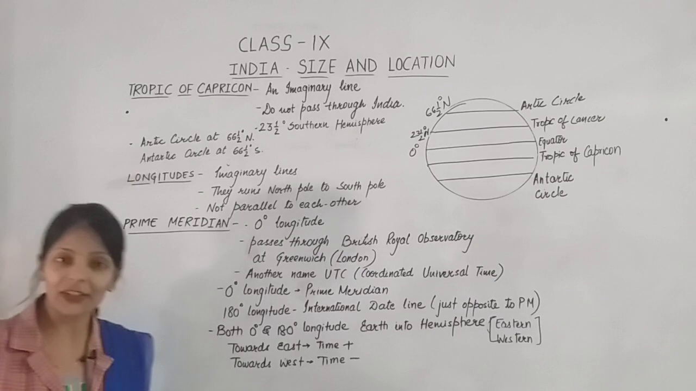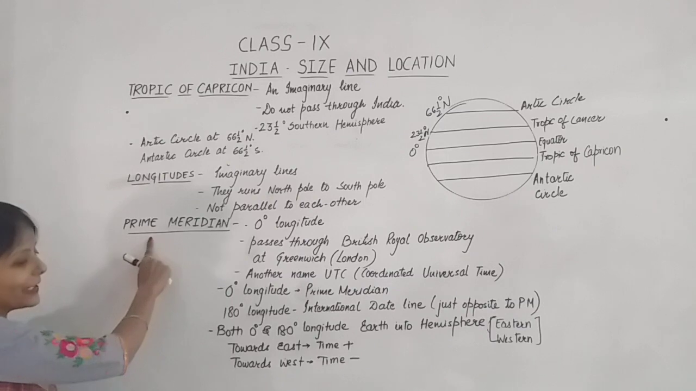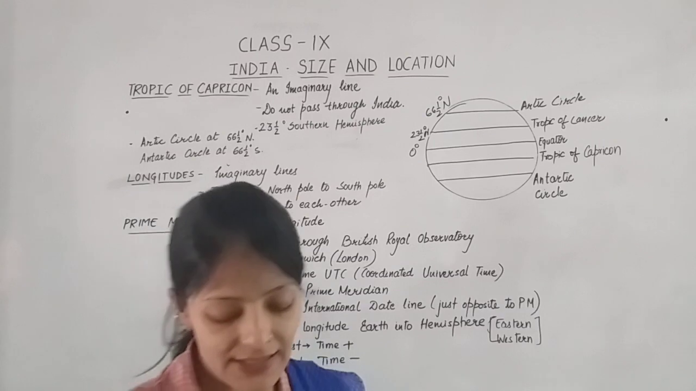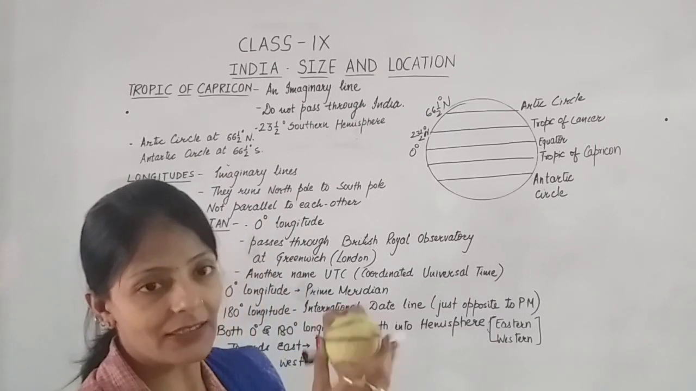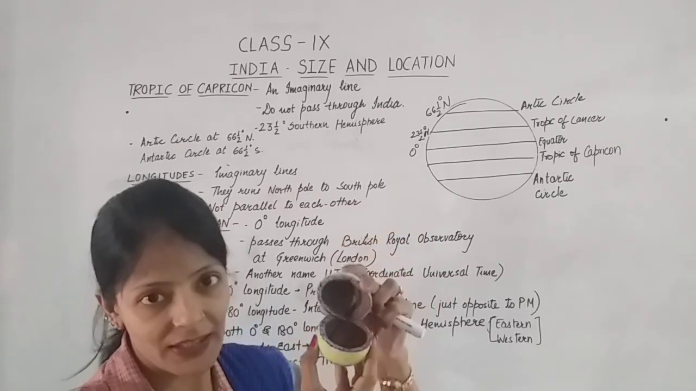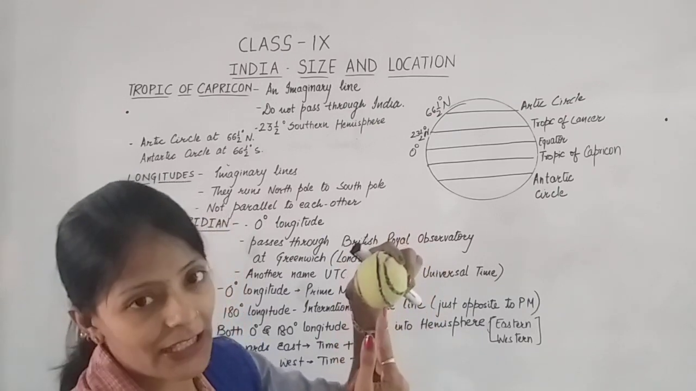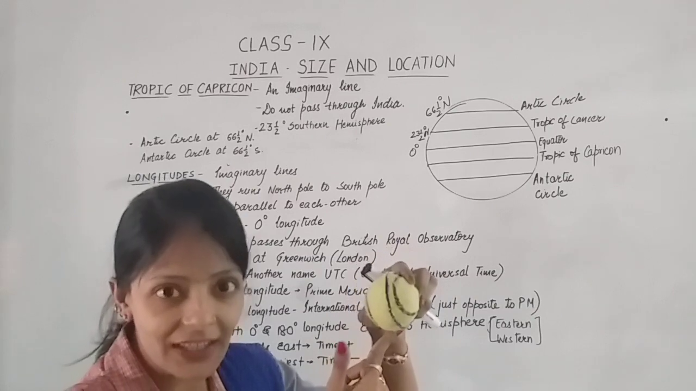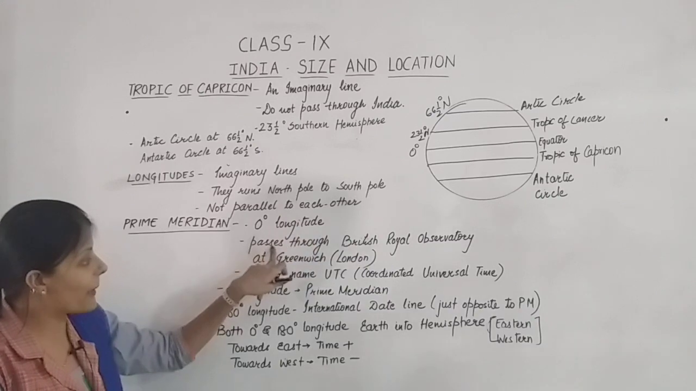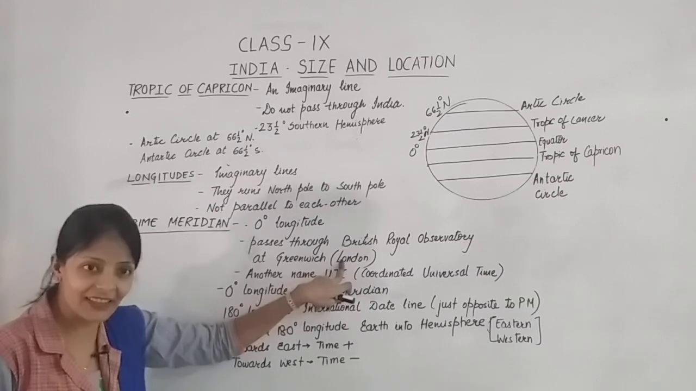Now some important longitudes. First is the prime meridian. Let me give you one example students. In our previous classes, we have discussed that the earth is like a sphere, okay, and the equator divides the sphere into two hemispheres. Whereas in this way, if I talk about the vertical line, this middle line is known as the prime meridian, okay, at 0 degrees. So 0 degree longitude passes through the British Royal Observatory at Greenwich, which is in London.